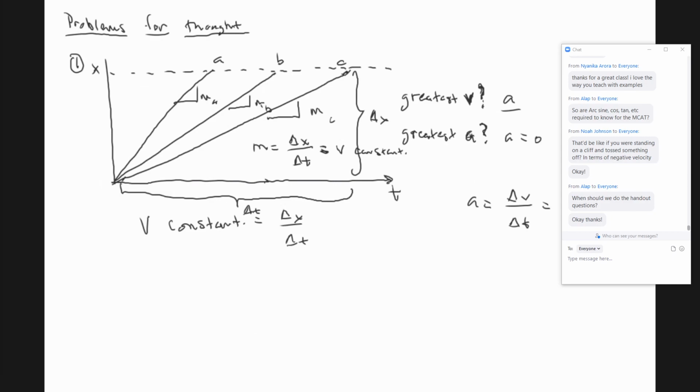Slope of A is greater than slope of B, which is greater than slope of C. Cool. Okay. Yeah, thank you.